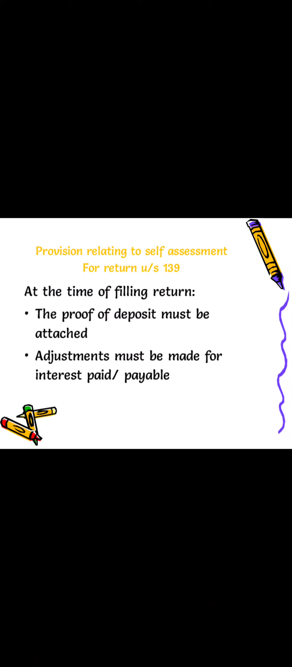Now let us see the provision under section 139. At the time of filing the return, the proof of deposit must be attached by the assessee, and adjustment must also be made for interest paid or payable.